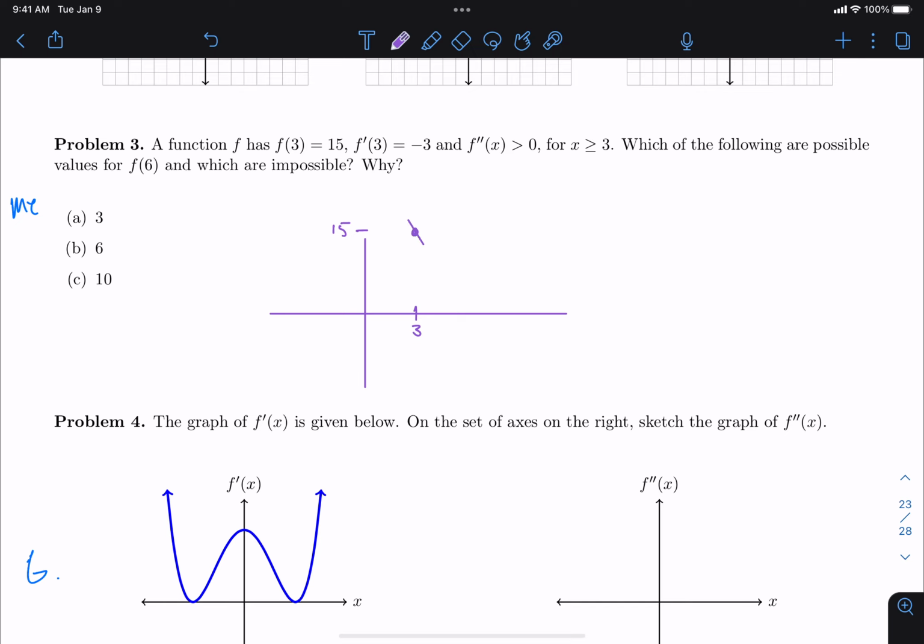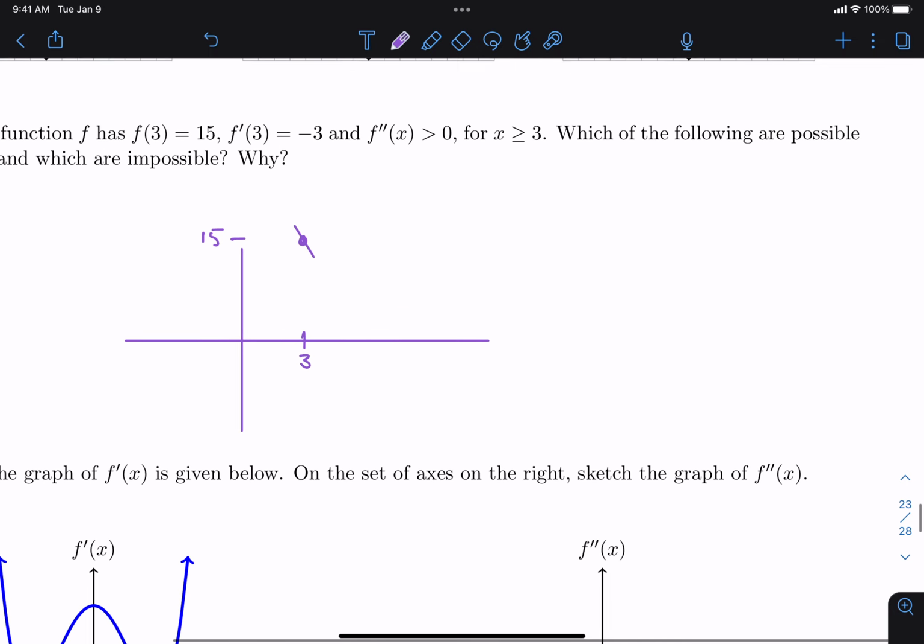So we're going down. And they tell us, furthermore, that f double prime is positive for x larger than 3. What does that tell us? That tells us everywhere to the right of 3, the function needs to be concave up. So f of 3 is 15, f prime of 3 is -3, and the function needs to be concave up.